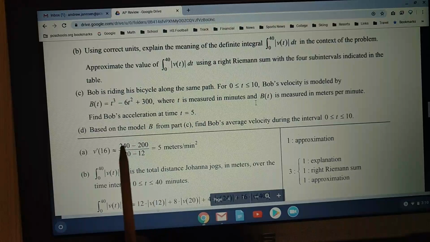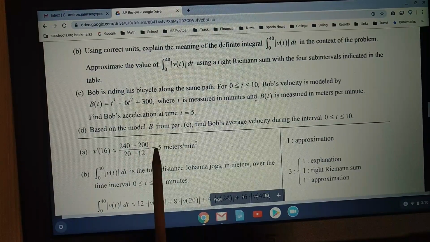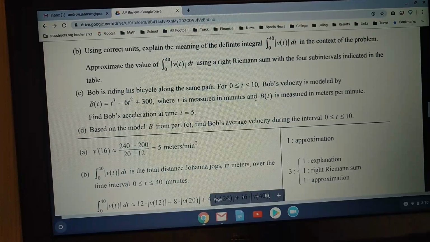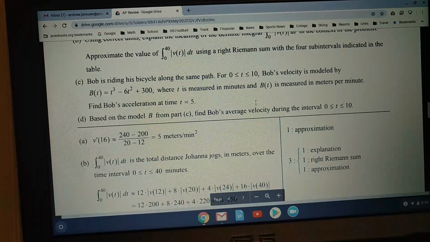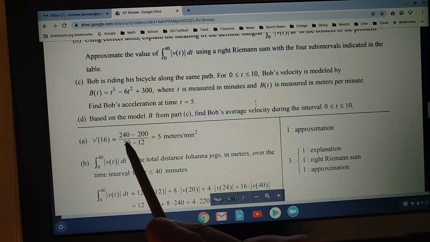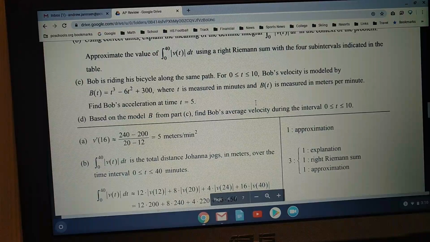This is one where if they don't see a fraction, if you just jump and say 5, you're probably not going to get the point. They probably need to see some expression of a fraction that you set up, some difference. If you just say 5, even though you could do all that in your head, they're going to want to see that expression where they can see that difference of y over difference in x set up.